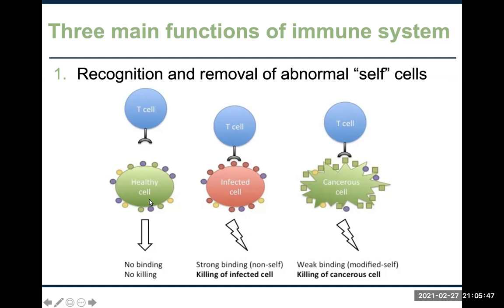So, you have a healthy cell, no binding, no killing, because this is the T cell. T cells kill. T cell in this case is going to bind to and kill the infected cell, which is a good thing because this is the mutated one. In this case, the T cell can bind to the cancerous cell and kill the cancerous cell. It is a weaker binding though because it's a modified self cell. Modified just meaning it mutated.